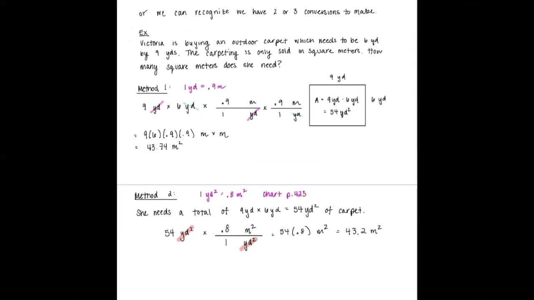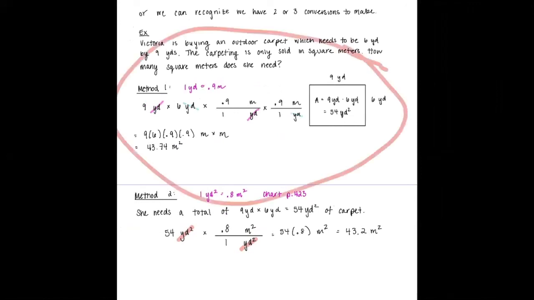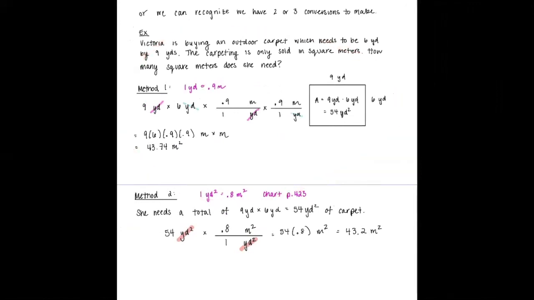So either method, perfectly fine. You can decide which you want to use. I think this is the more common of the two, just because you're not going to memorize these square conversion rates. But if you want to go ahead and utilize that chart to your advantage while you're doing homework, absolutely.